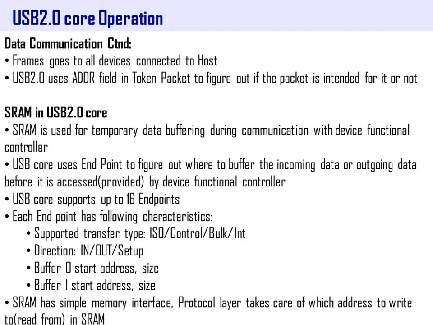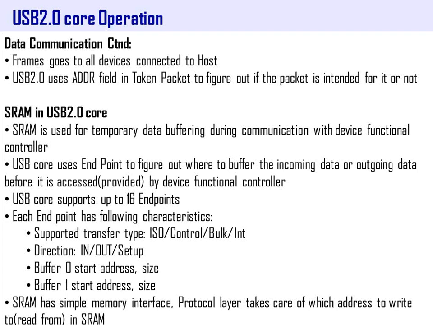So what is the critical thing in all this SRAM communication? Endpoint, the number of endpoints, endpoint number 2 or 3 or 4. In the protocol layer, in my core, there are 4 registers. What are the registers? Endpoint, CSR register, interrupt register.